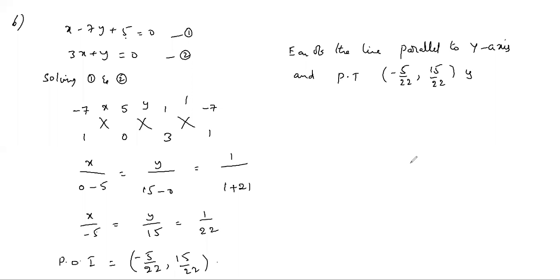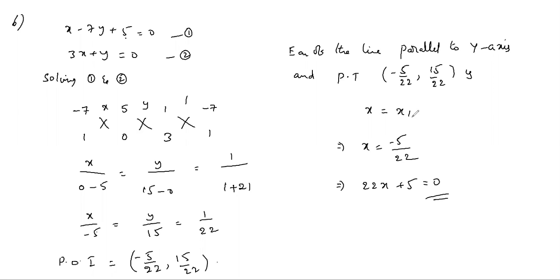What is the line equation parallel to y-axis? Parallel to y-axis means vertical line. I have given the formula. What is the line equation passing through the point x1, y1 and parallel to y-axis? Parallel to y-axis is x equals x1, vertical line. So what is the x value? x1 is minus 5 by 22. You can write like this, otherwise 22x plus 5 equal to 0. So this is the required line.